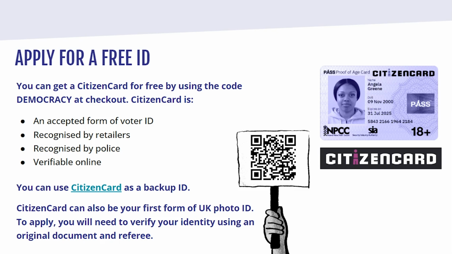As also previously mentioned in earlier sessions, you can apply for a free ID card. You can get a citizen card for free leading up to the general election if you use the code DEMOCRACY at the checkout. Normally there is a cost. The citizen card is useful as this is an accepted form of voter ID. It's often recognised by retailers, the police and online. So why not apply for one? Please scan the QR code now, but remember there is usually a cost to this, so use DEMOCRACY at the checkout to get it for free.